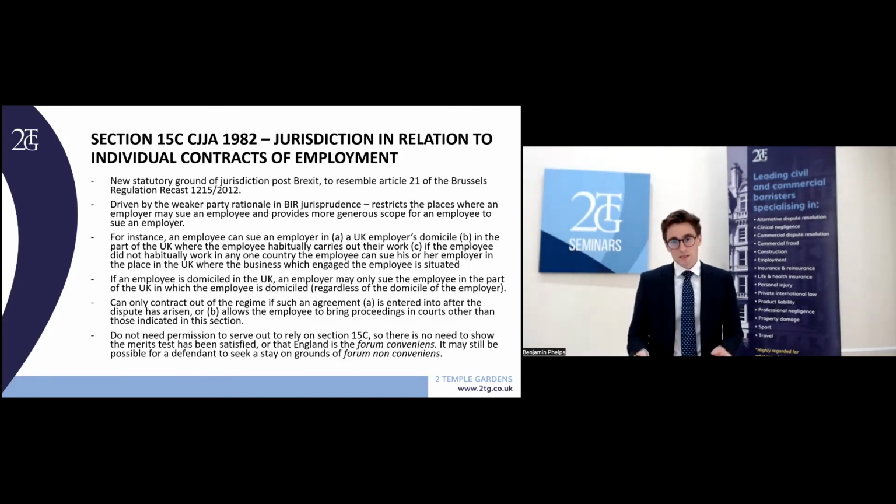So that is how Brexit has changed the jurisdictional landscape in non-employment tribunal claims going forward. It's a combination of reverting to the old with injecting a bit of flair with the new, which might stand for some interesting developments down the line.